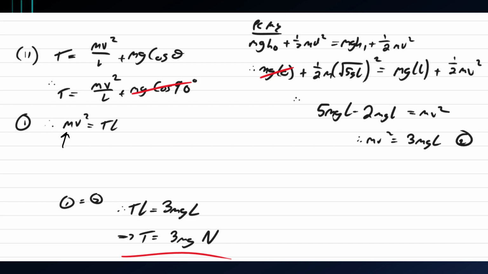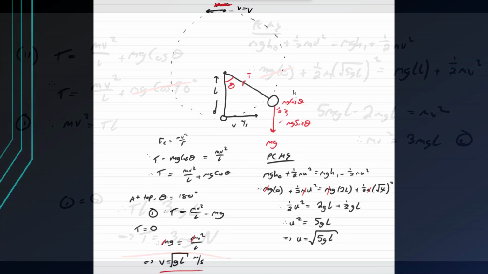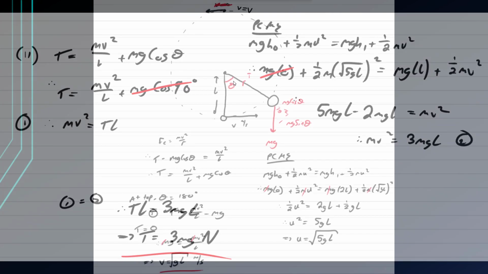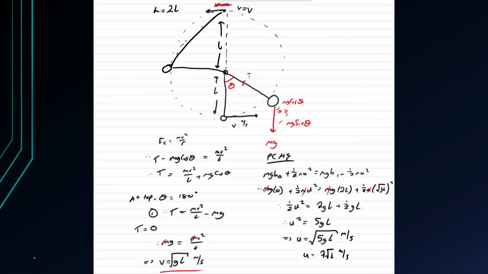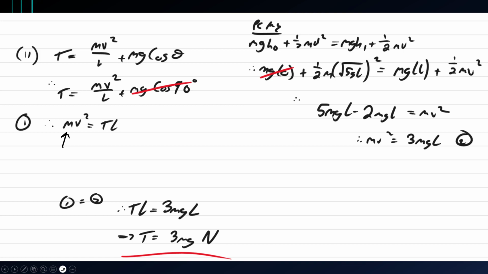Then by the principle of conservation of mechanical energy, we know that our initial speed is root 5gL, and after 90 degrees it's at a height of L. So after multiplying by 2, 5mgL minus 2mgL is mv squared, so mv squared is 3mgL. So we have our mv squared equivalents, so all we need to do is cancel the L's, and we do indeed get that the tension in the string at 90 degrees is 3mg newtons.